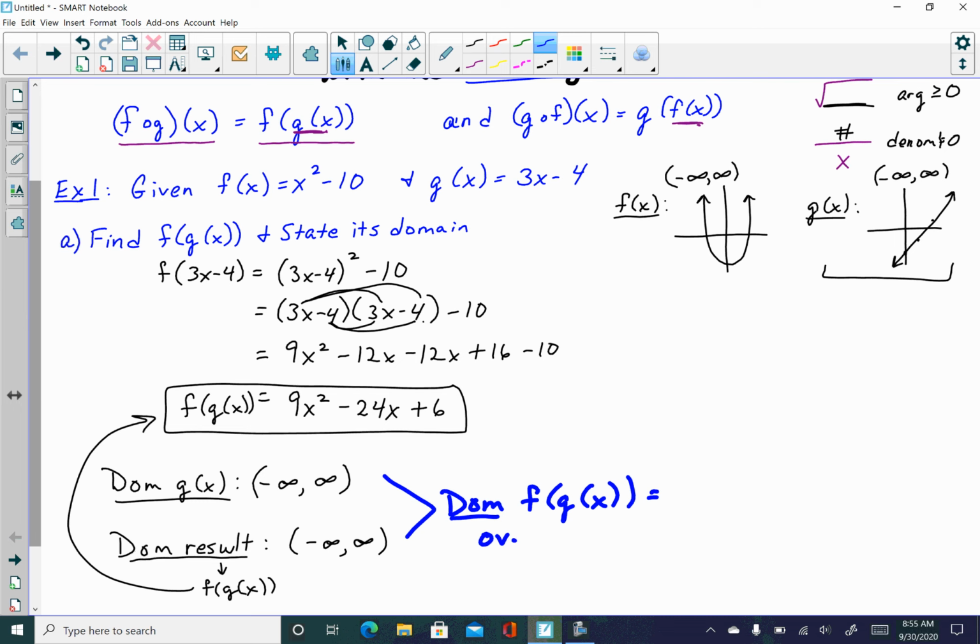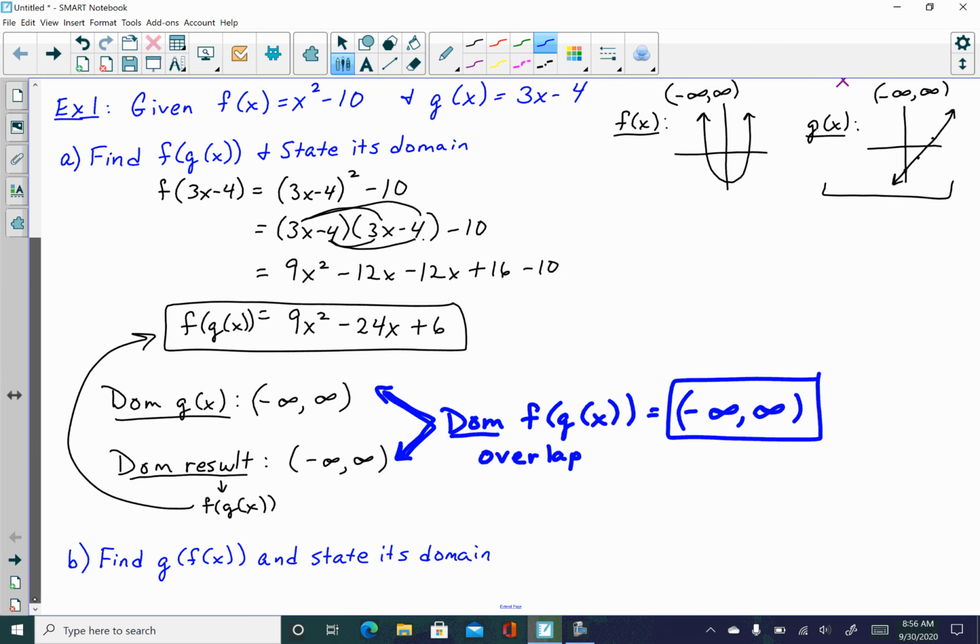I'm just going to write it over here, is equal to the overlap of these two pieces right here. Well, if they're both negative to positive infinity, then they are going to overlap everywhere. So the domain of f of g of x is negative infinity to positive infinity. And that would be your final answer for the overall domain of f of g of x, okay? You'll see something different in the next example, not on part B here, but on the next example that I've chosen.